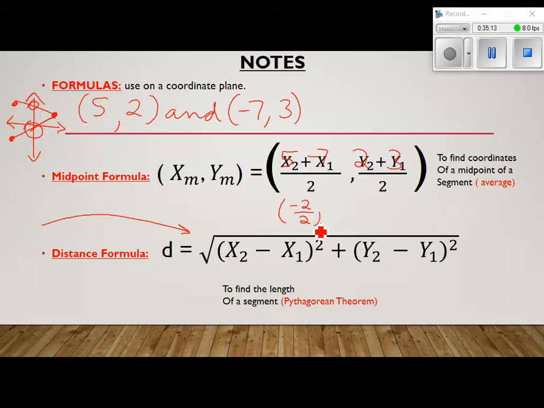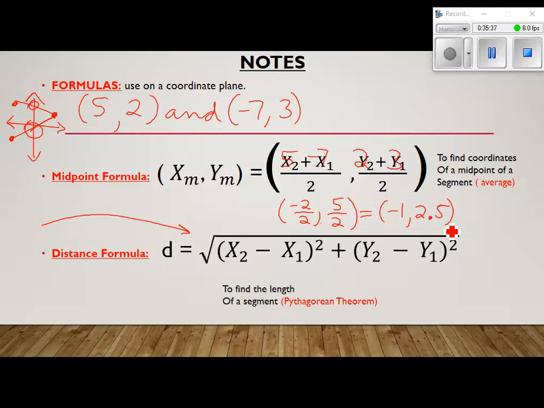What's 2 plus 3? 5. And then we do the math. What's -2 divided by 2? -1. 5 divided by 2? 2.5. Guess where that point right there is going to be at? -1, 2.5. So my graph is not very good, but it should be somewhere around in there.